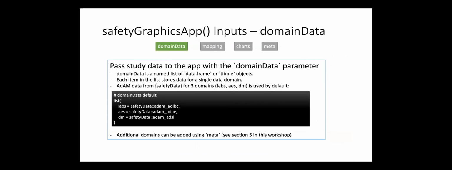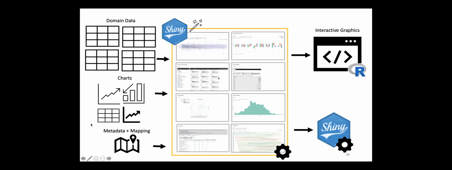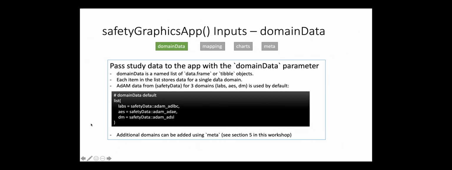So we're going to start with those study-specific customizations. And the first one I want to talk about is domain data. This lets you pass study data to the app, and domain data is a named list of data frame, or tibbles are fine too, objects. This is what the default domain data, again, is from safety data, and it's getting the ADaM data domains.